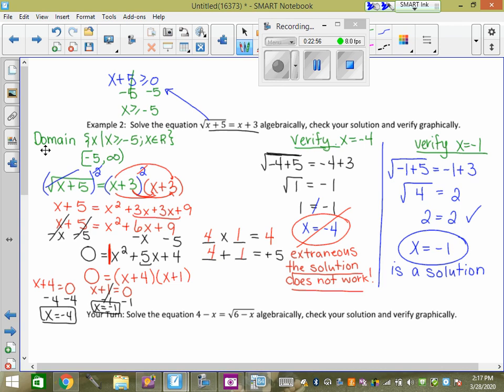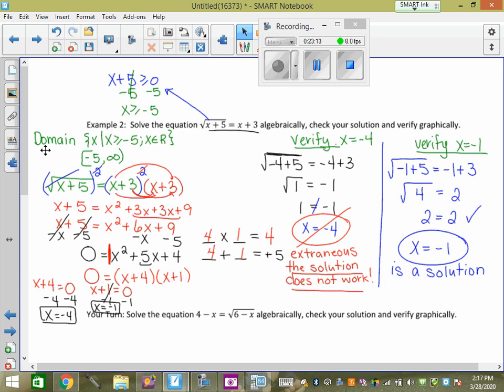And now some people think, well, one of them always has to be a solution. No, actually, a radical, when you solve it, could have no solutions. Okay? So both of them could not work, both of them could work, or only one works. So you have to check them or you won't know. Well, we're going to check it with our calculator.